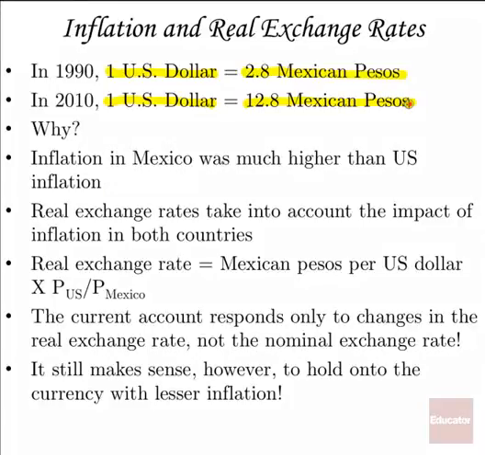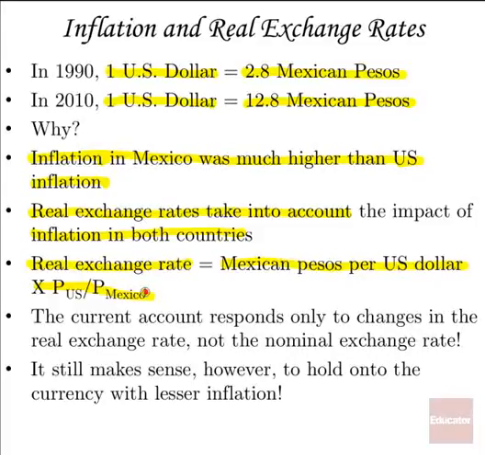So why is this the case? The reason is that inflation in Mexico was much higher than US inflation. So basically, the real exchange rate is reflected. You can argue that the exchange rate hasn't changed at all, even though clearly it has, because it has to do with inflation. So real exchange rates take into account the impact of inflation in both countries. So real exchange rate equals Mexican pesos per US dollar times the price in the United States divided by the price in Mexico. So that takes into account inflation to try to cancel that effect out.